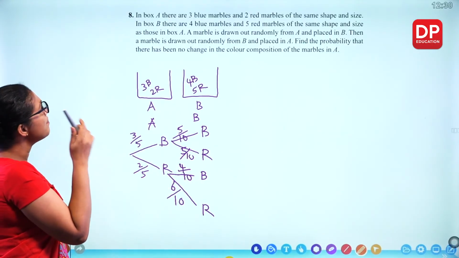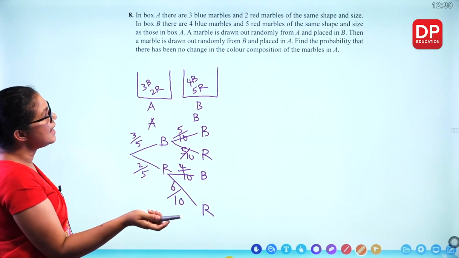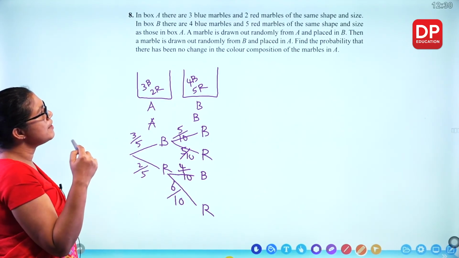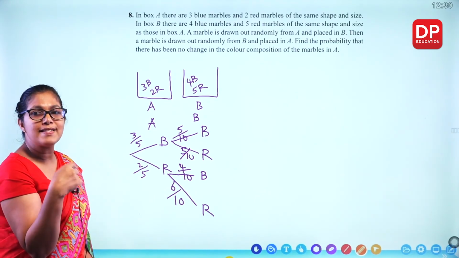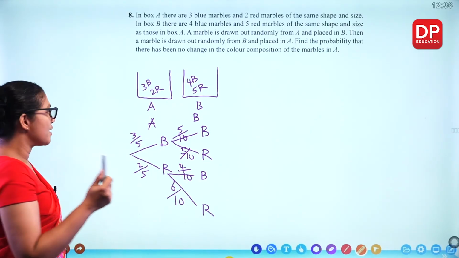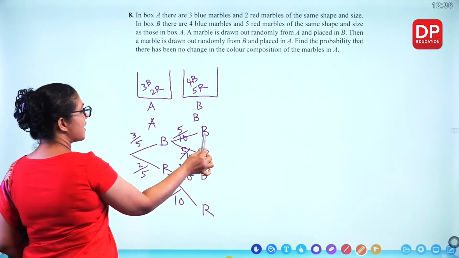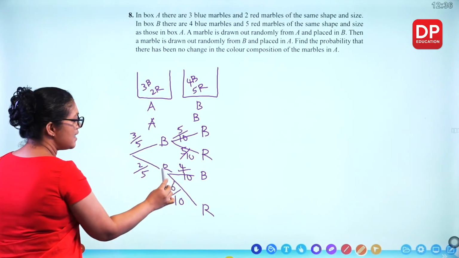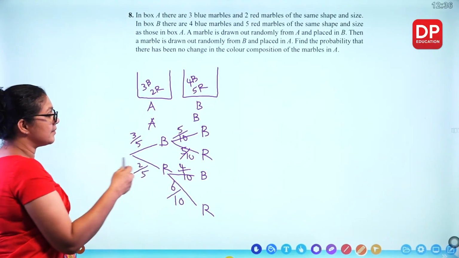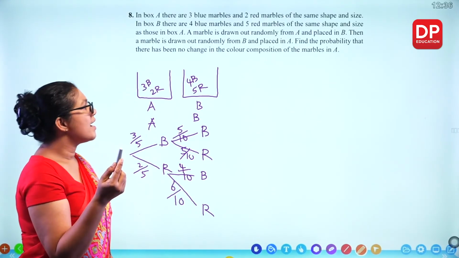So this is the diagram. So taking a ball from box A and replacing in B. Then a marble is drawn out randomly from B and replaced in A. So this is the tree diagram. So this means giving black and taking black, giving black and taking red, giving red and taking black, and giving red and taking red. Now we'll find out the answers.